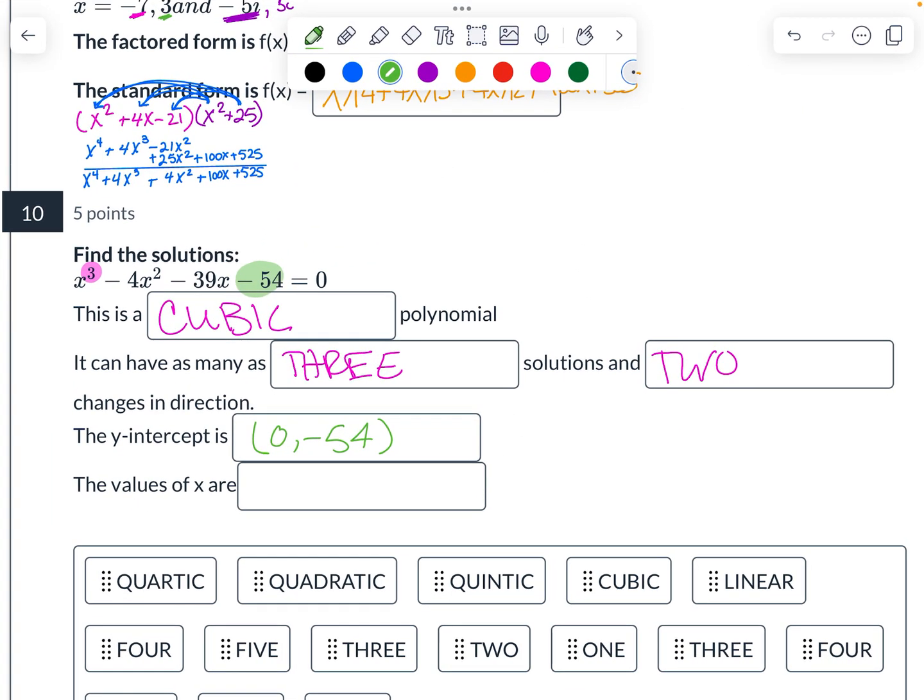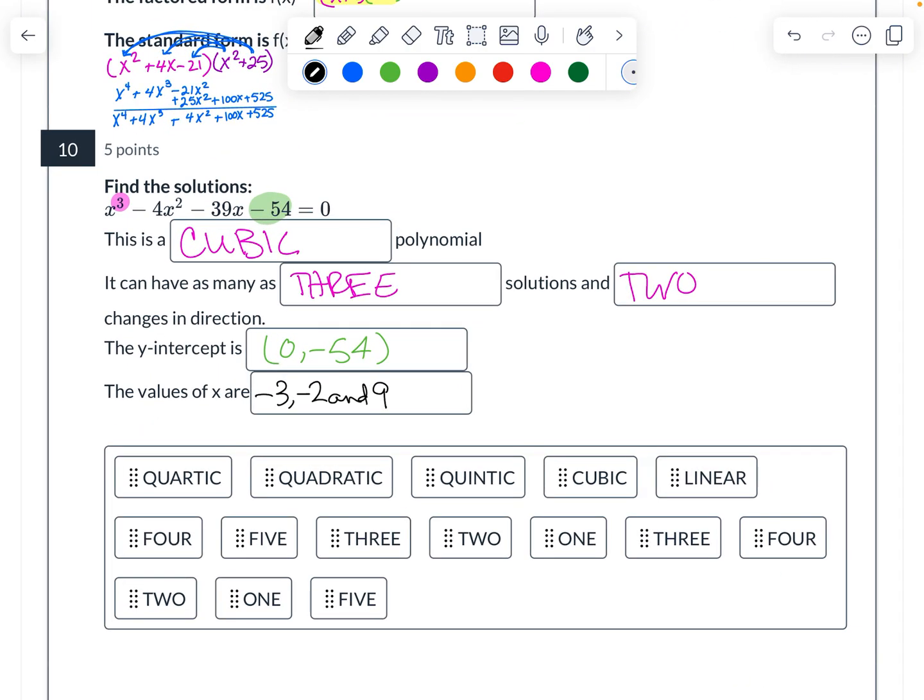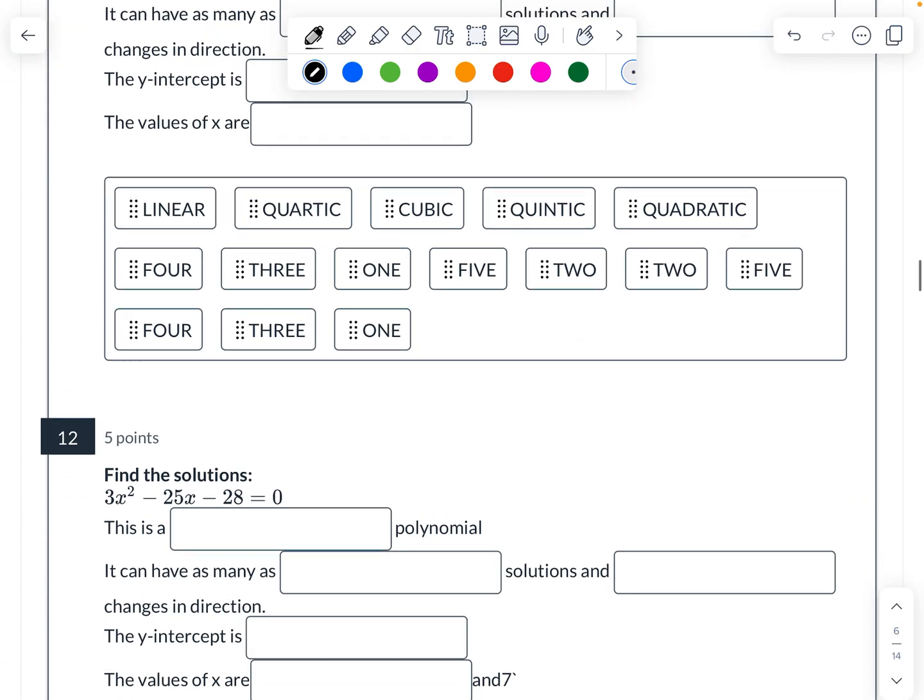So we are going to write negative 3, negative 2, and 9. And notice, 54 is divisible by 3, 54 is divisible by 2, and 54 is divisible by 9. Alrighty, next.